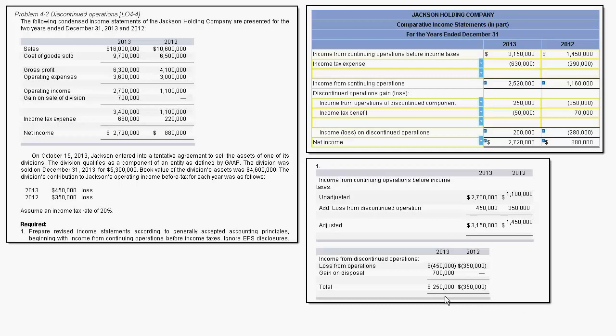Let's just look at 2013. We had a net gain of $250,000 in 2013. That $250,000, the loss from the operations plus the gain, makes its way right there to income from operations of discontinued component, and then we need to consider an income tax benefit or loss if there was one. And that gets us down to the income or loss on discontinued operations. That's the explanation with some hints as to how you solve this. Feel free to pause this presentation as you think through this problem.